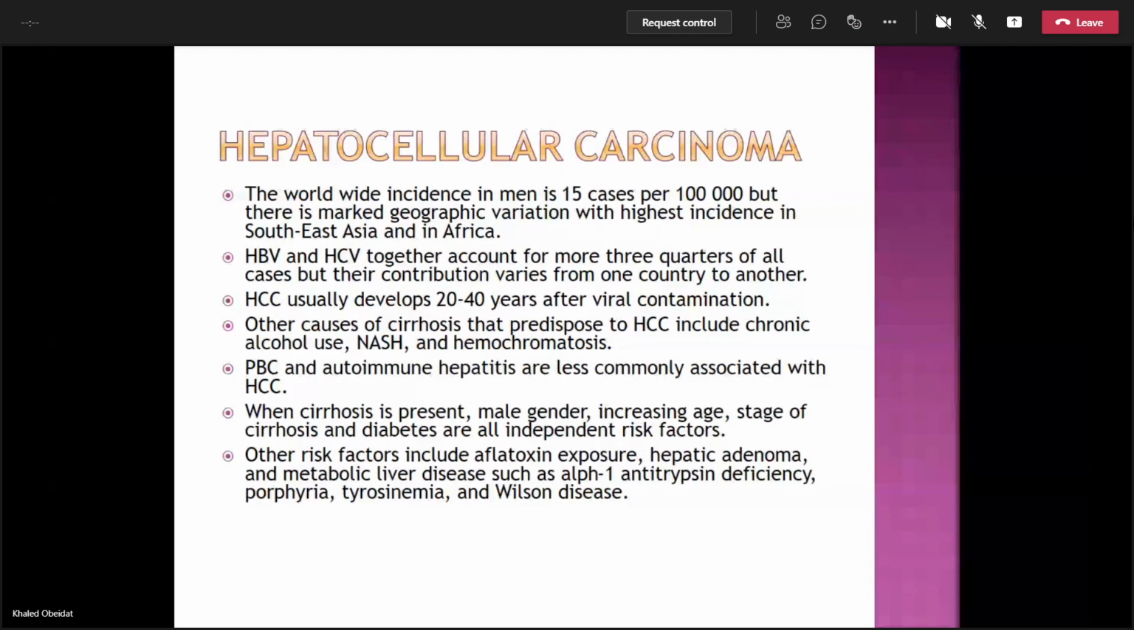Also, other risk factors, if the patient is cirrhotic, including the male gender, increasing age, and advanced cirrhosis. If the patient is not cirrhotic, we have other risk factors, and the most common of these is here. Adenoma can develop into hepatocellular carcinoma, aflatoxin exposure, metabolic liver disease, alpha-1 antitrypsin, Wilson disease, porphyria, thalassemia, and so on.